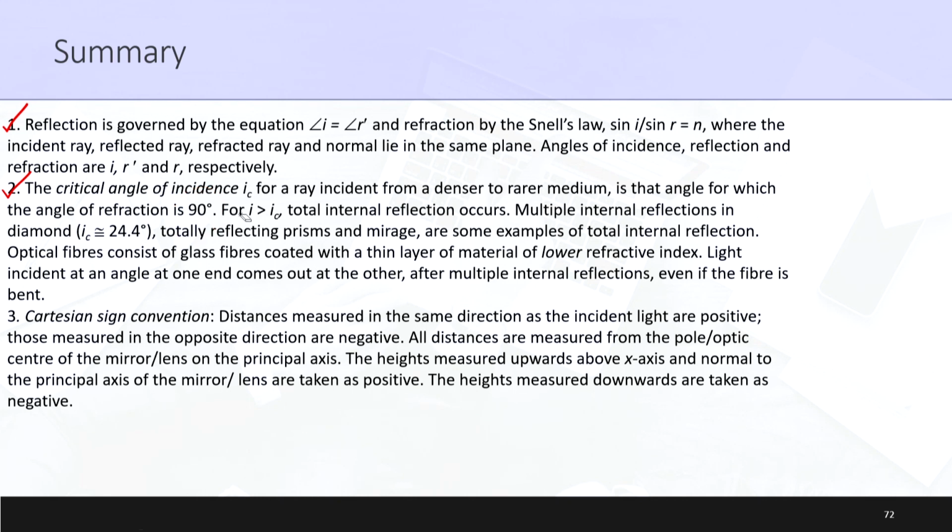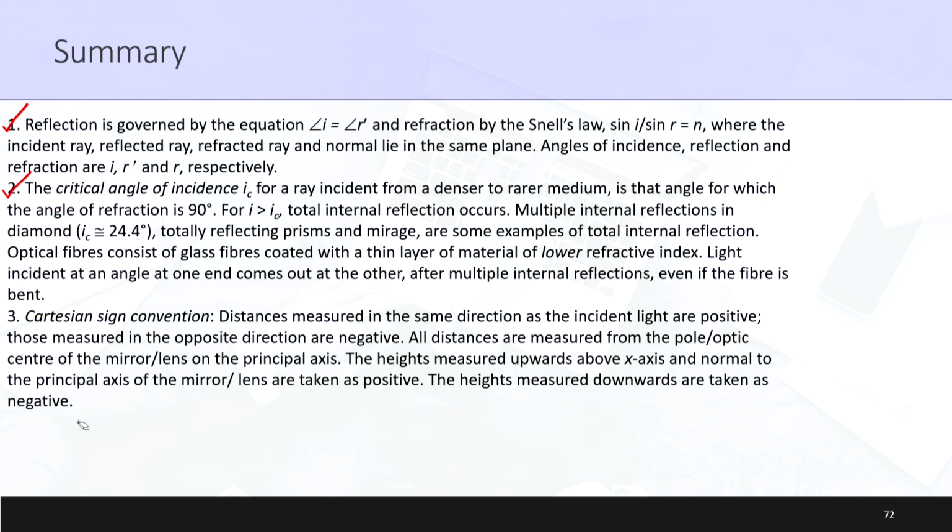For I greater than IC, total internal reflection occurs. Multiple internal reflections in the diamond; IC is approximately 24.4 degrees. Totally reflecting prisms and mirage are some examples of total internal reflection. Optical fibers consist of glass fibers. So, basically this is just an explanation of total internal reflection, and now this is one of the applications, or one of the examples, of your total internal reflection.